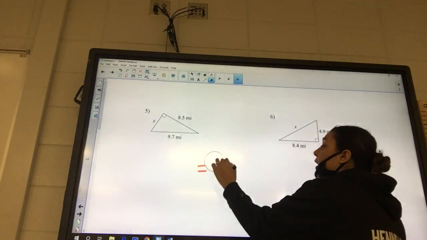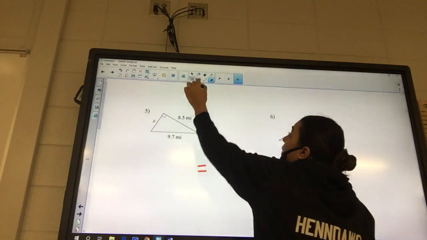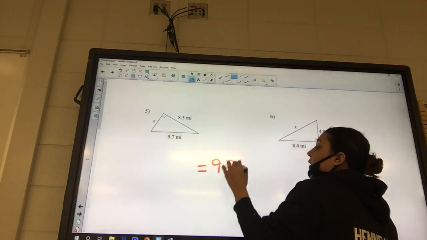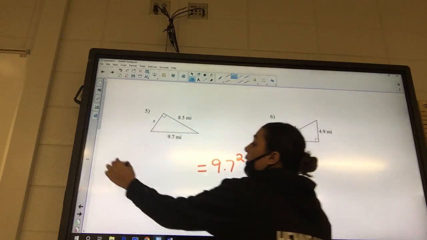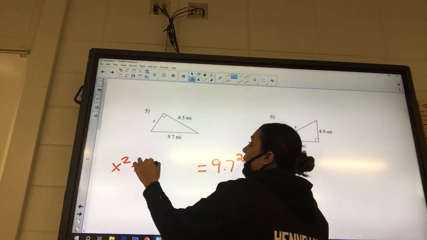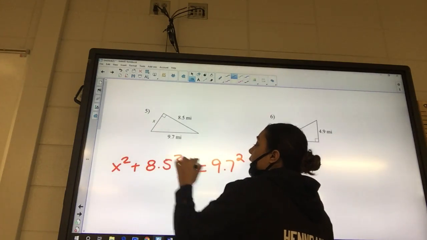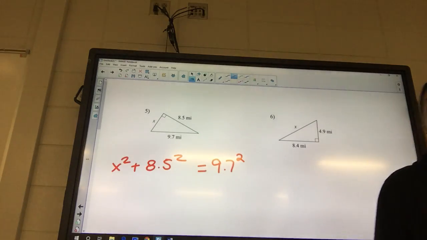So you're gonna have 9.7. It's gotta go on the end because it's a hypotenuse. Okay, and then everything else we can fill in. So we're gonna have x squared plus 8.5 squared equals 9.7 squared.